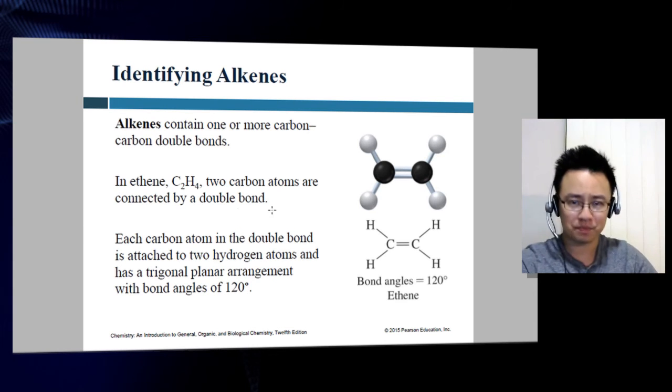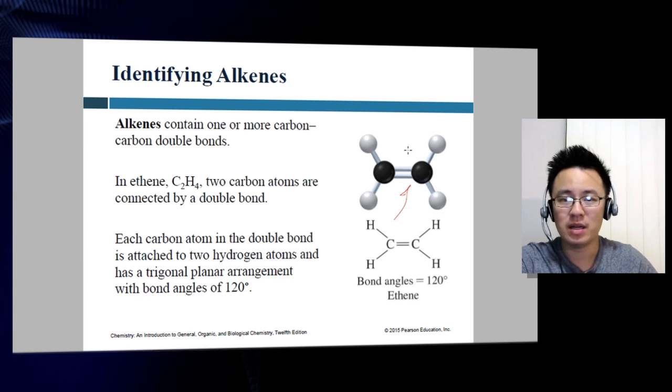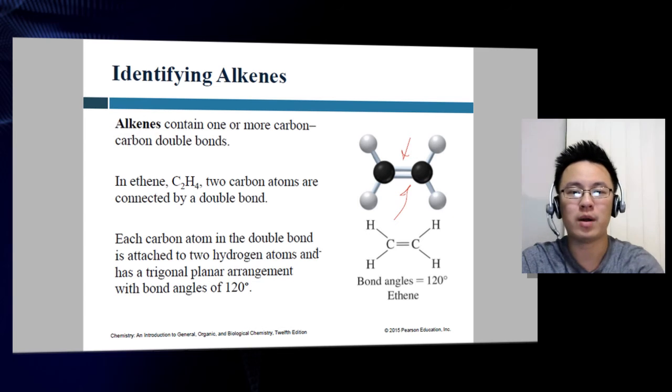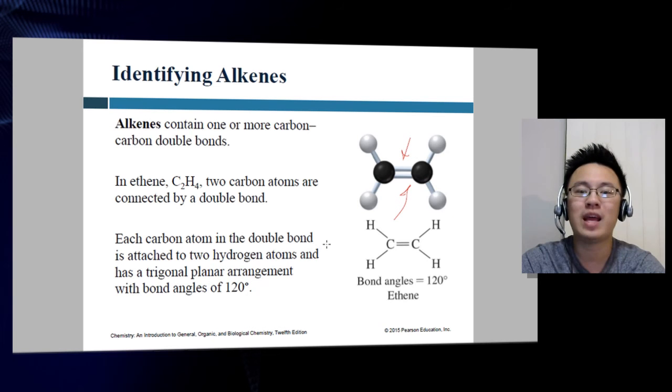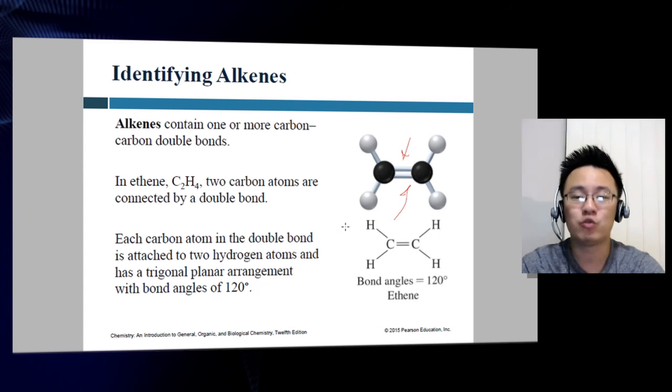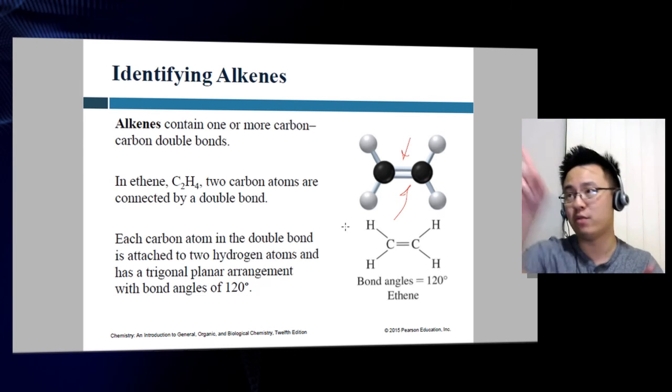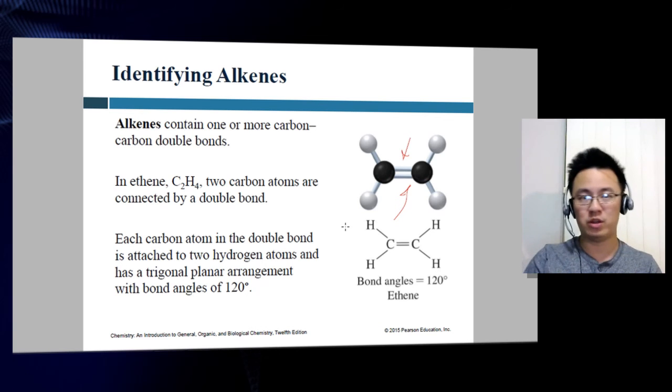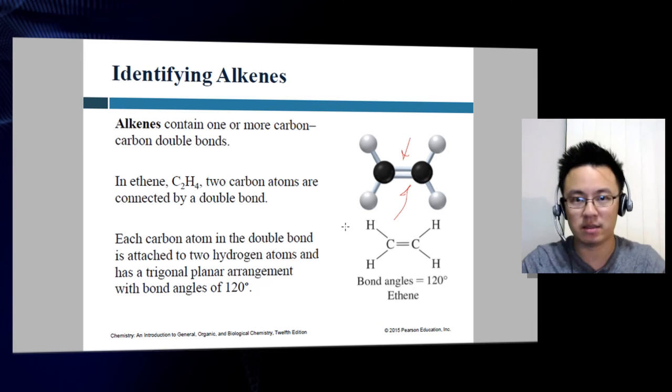In ethene, we have a double bond between those 2 carbons. Now each carbon atom in the double bond is attached to 2 hydrogen atoms, and it gives a trigonal planar arrangement. If you were to get your molecular models kit and draw out ethene, you're going to see that all the atoms are flat. Like as you see in this image, they're going to appear flat, not even tetrahedral. You won't have little atoms sticking out everywhere in 3D. They're going to be completely flat. So check that out.